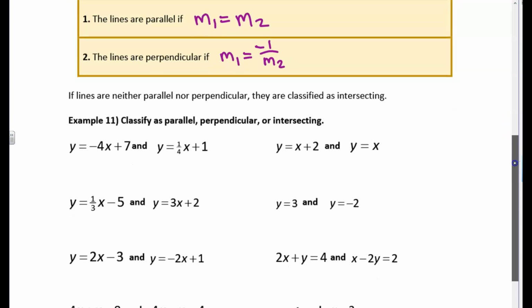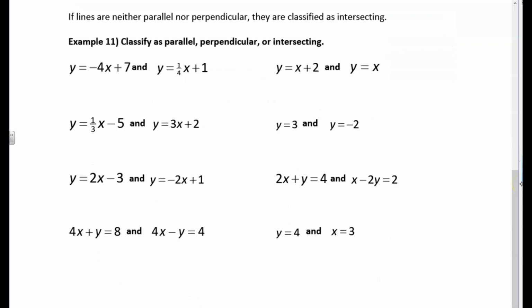So let's look at some examples down here. I want to classify each line as parallel or perpendicular. Looking at this first one here, identify the slope of each. My slope here is -4 and the slope here is 1/4. Because I've got a -4 and a 1/4, if I took the -4 and flipped it, I'd have -1/4, then I change the sign and get +1/4. These are perpendicular. Let's look at the next one. I have y equals x plus 2 and y equals x. My slope here is 1 and the slope here is also 1, so these are parallel.